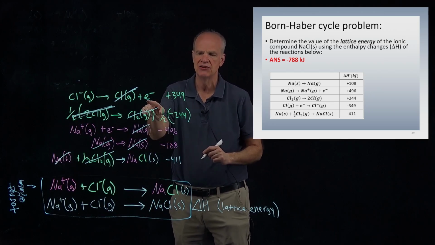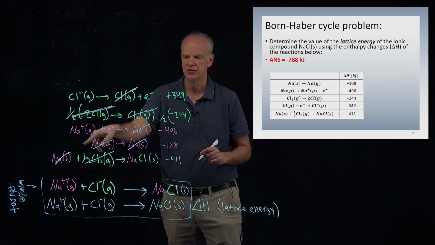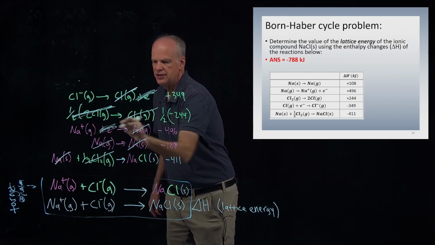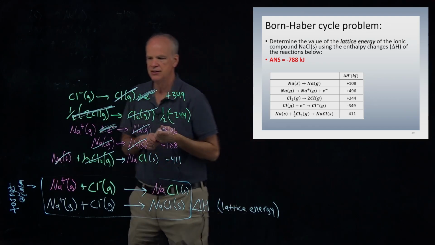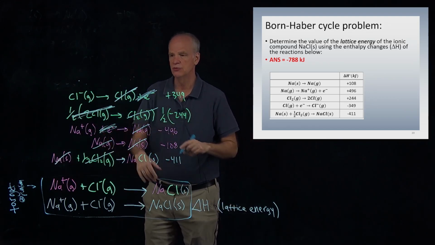And so here we have an electron term on the right side, and that cancels out with the electron term in the sodium equation on the left side. So we get rid of these. And so what you can see now is we are left with the target equation.